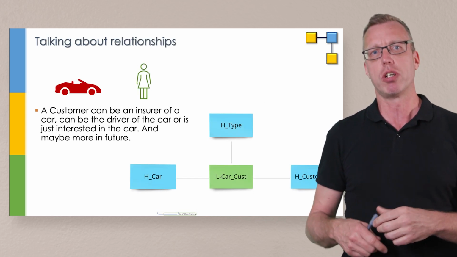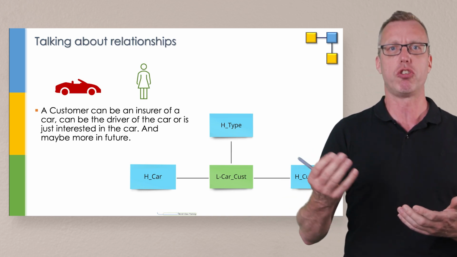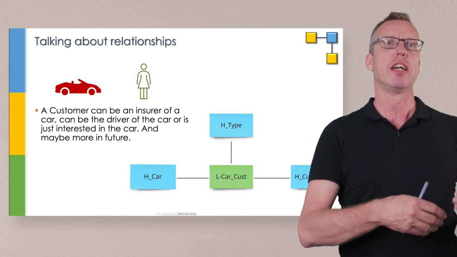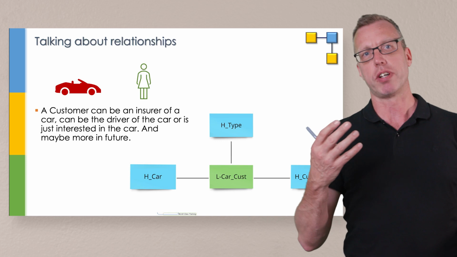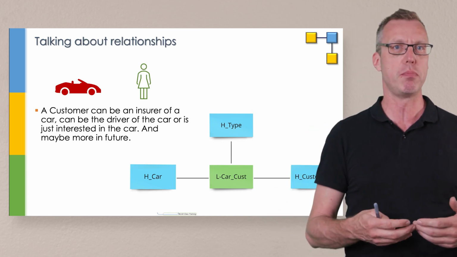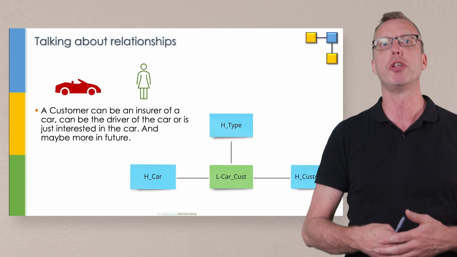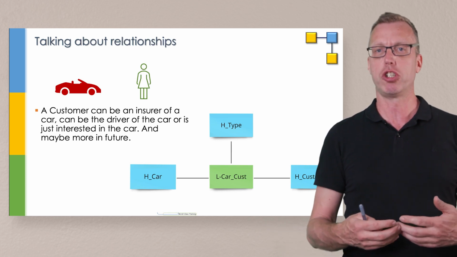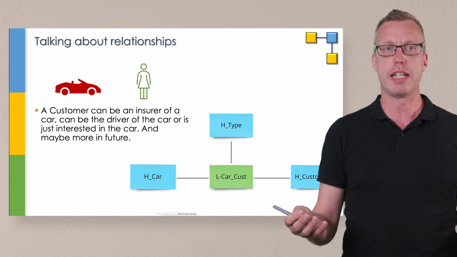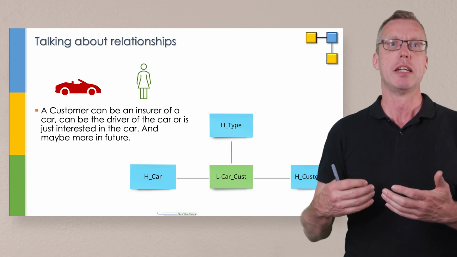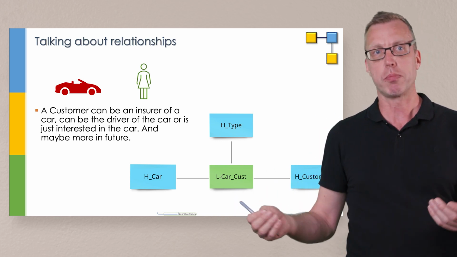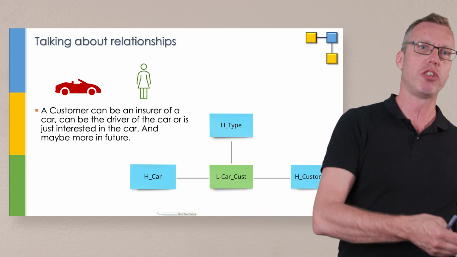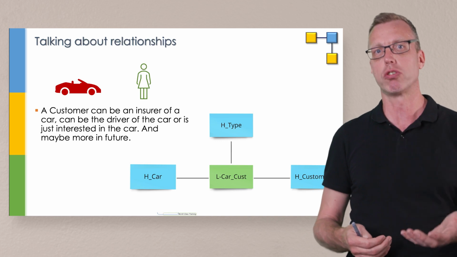If I'm looking at a relationship which is typed, just as you showed on the slide, you can see, hey, I have a customer, I have a car, and the customer can be an insurer of the car, or the driver of the car, or just interested in the car. And there might be more in the future. Interest in the car is coming from marketing maybe, and the driver of the car from your CRM system. The insurance system gives you the insurer of the car.